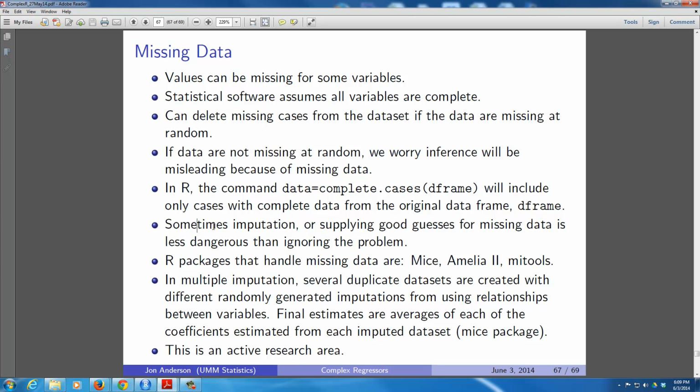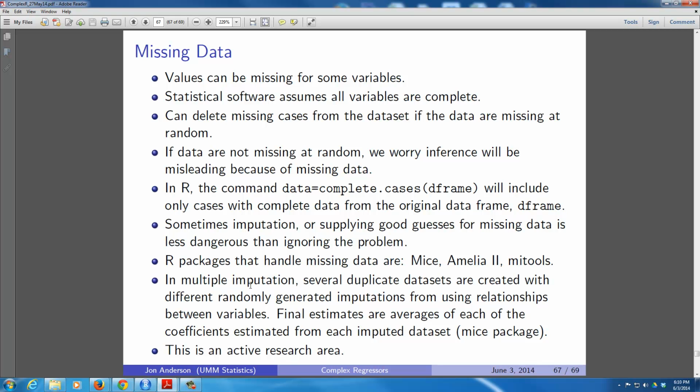However, sometimes putting in fake data, called imputation, or good guesses for the missing parts, is better than doing nothing or ignoring the problem. Some packages for doing imputation are mice, Amelia 2, and MI tools, multiple imputation tools. These are packages in R that help you do that.